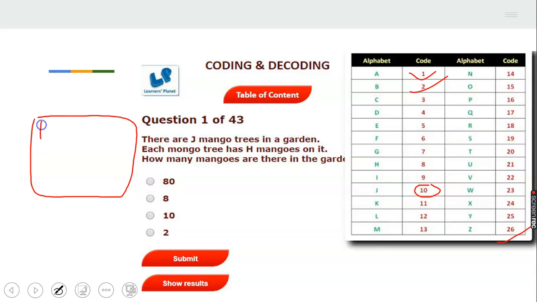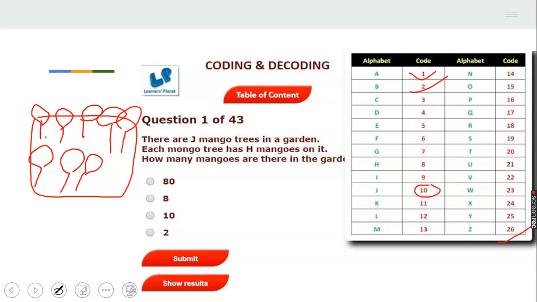J is what? 10. So that means there are what? 10 mango trees. Okay, let's use this one as tree. 10 trees. We said J there means 10. So 10 trees. Now let's say this circle is a little bit small, but we'll just see how we can get it done. Okay. So there are J mango trees in the garden. I've drawn the J mango trees. Now, each mango tree has H mangoes on it. And H means what? 8, each of them. So this one has 8, this one has 8, 8, 8, 8, 8, 8, 8, 8.